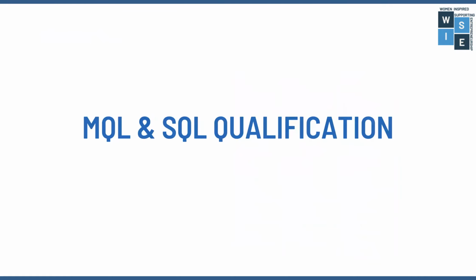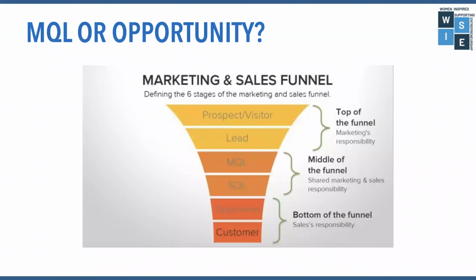Let's now look at the MQLs and SQLs, marketing qualified leads and sales qualified leads. Here we can see a marketing and sales funnel. A salesperson that gets an SQL has to decide whether the lead is good enough or they want to return them to marketing for further nurturing. So the SQL can either go back to an MQL or change the status to opportunity.